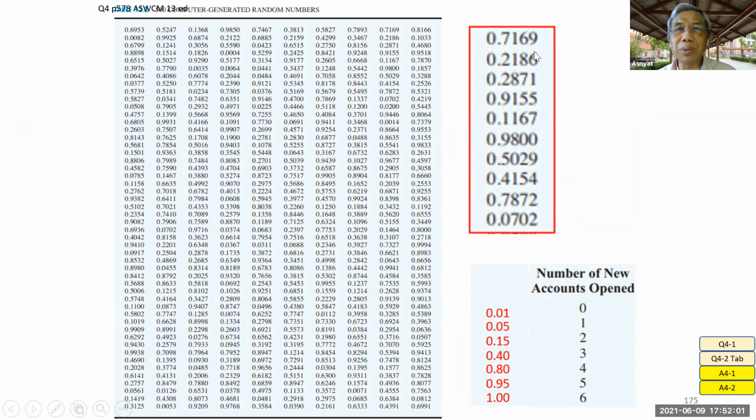You can use a computer if you want to. Now, the first number is 0.7169. Where does it fall? Somewhere here, right? Look at the cumulative number. That means less than 0.8, above 0.4. So how many accounts do you get?